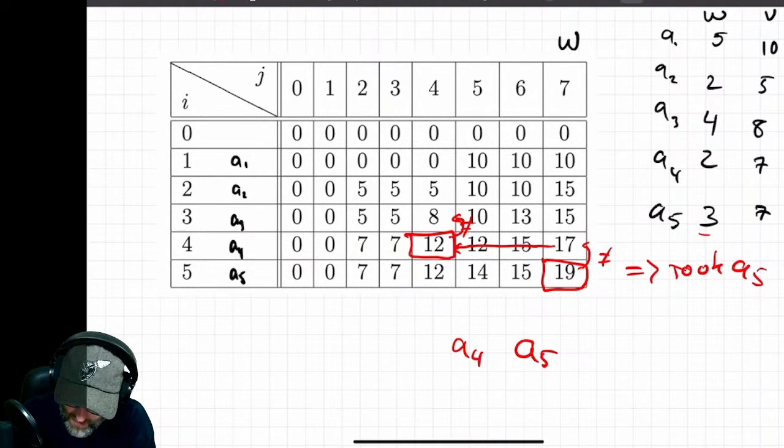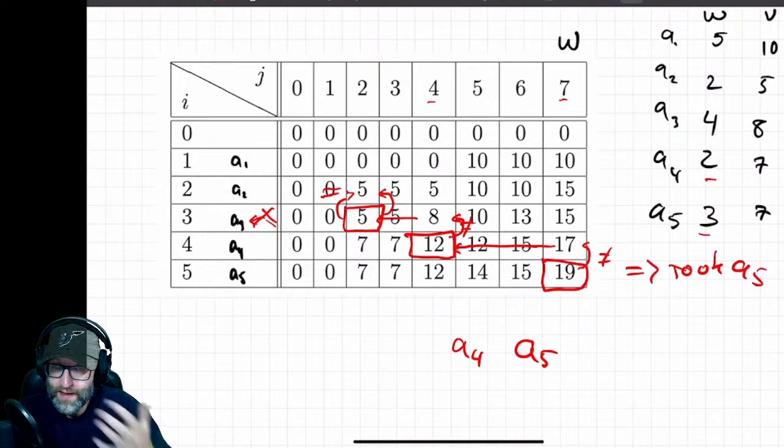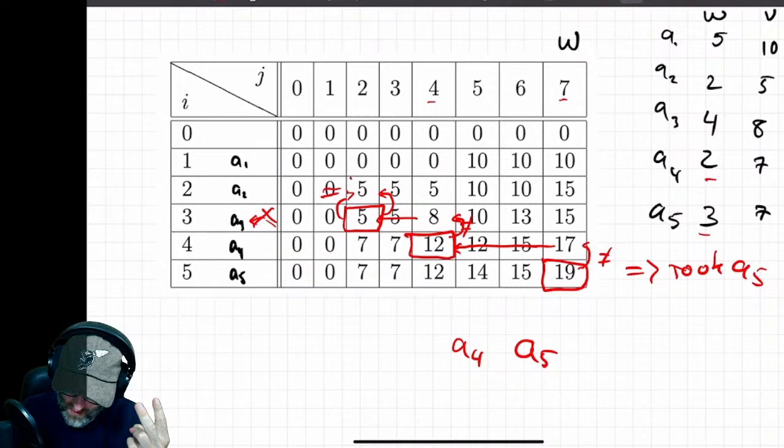Did I take A3 or not? Remember my capacity has been reduced now. It was originally 7. By taking A5, it's now reduced to 4. By taking A4, it's now reduced by a further 2. So I go over here, and I consider this column right here. I look above it, and I see that they are equal. That implies that I did not take A3. So I simply go up. I don't go over because I didn't take the element, and so my capacity is not changed. It's still 2.